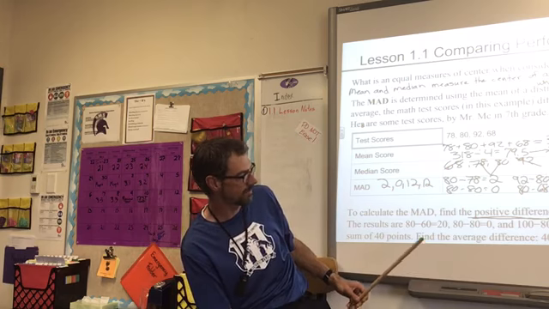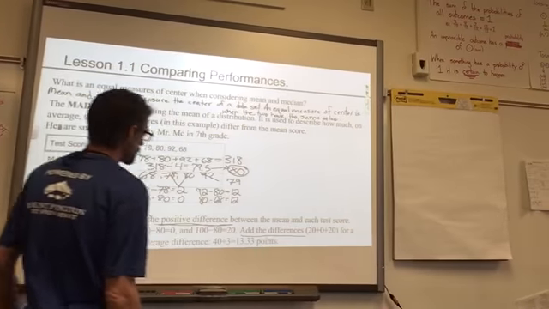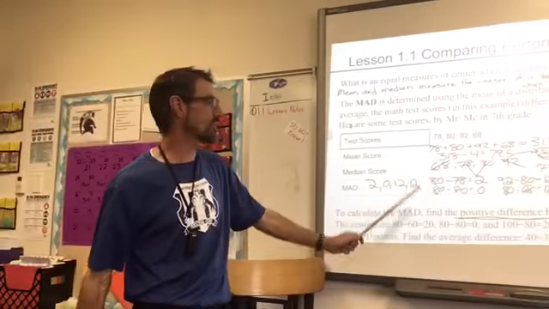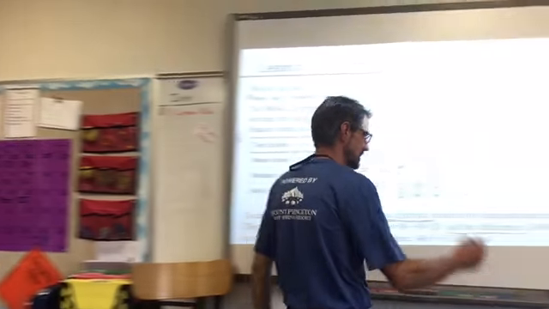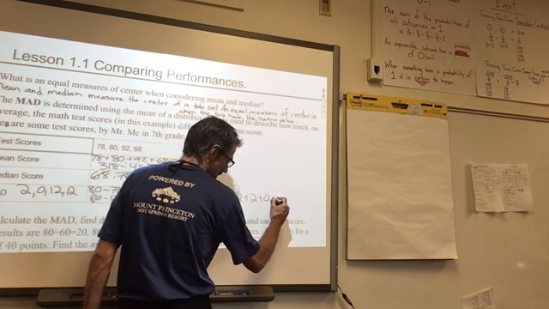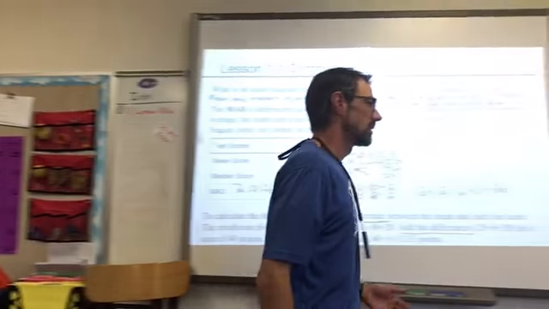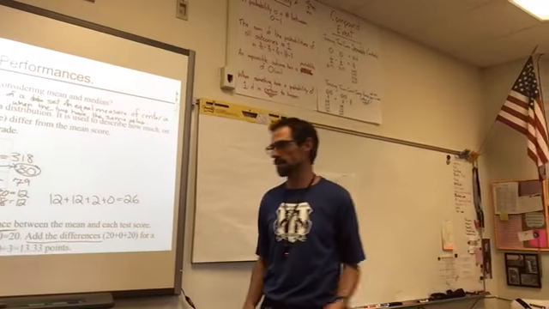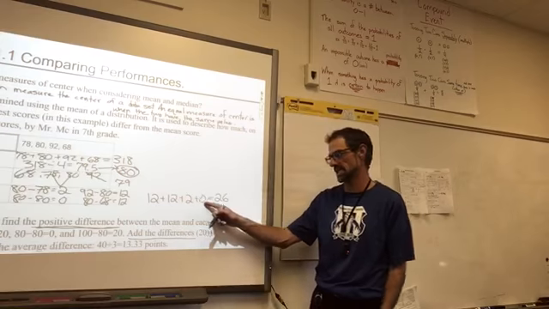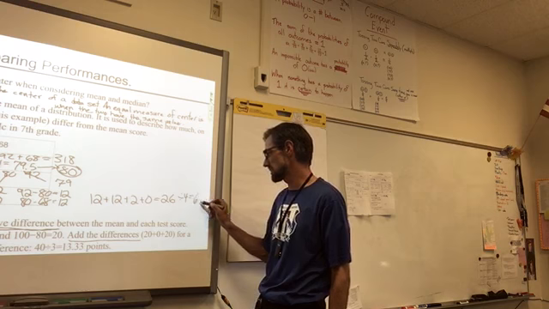Now I add the differences. So I add these differences together. 12 and 12 is 24, plus 2 is 26. So I'm just going to come over here: 12 plus 12, plus 2, plus 0, 26. So my sum of my differences, which is kind of an interesting term, right, sum of differences, is 26. I divide that by 4 because that's how big my data set is, and that equals 6.5.